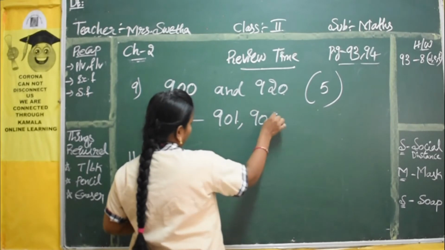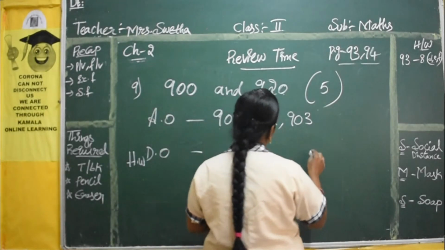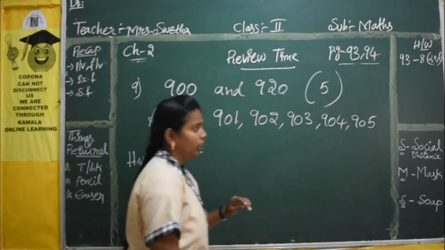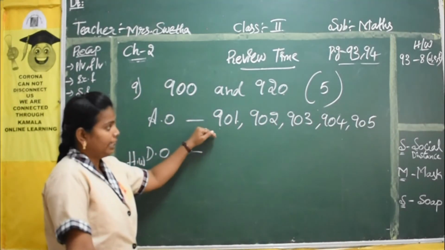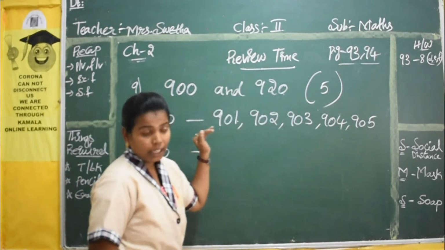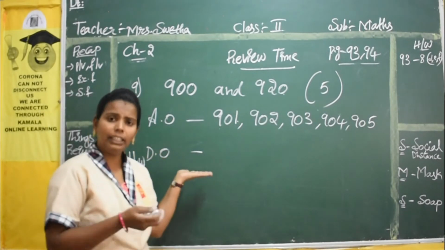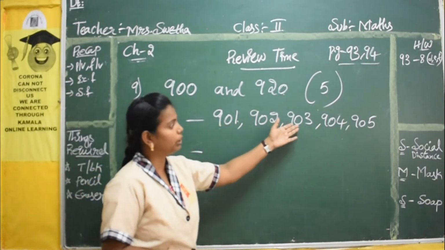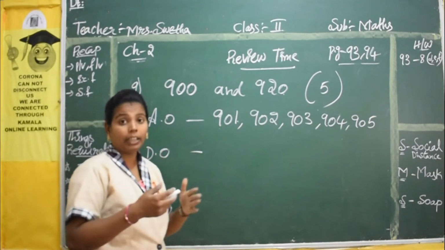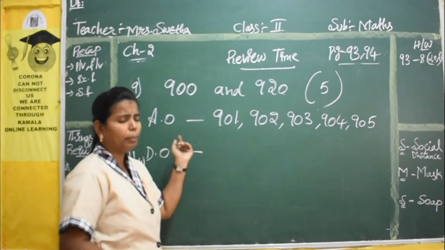So I am taking the first 5 numbers: 901, 902, 903, 904, 905. See, I have taken the smallest number to the biggest number. Ascending order means the smallest number to the biggest number only, no? As I said, you can take any 5 numbers, like 906, 907, 908 or 911, 912, any numbers.